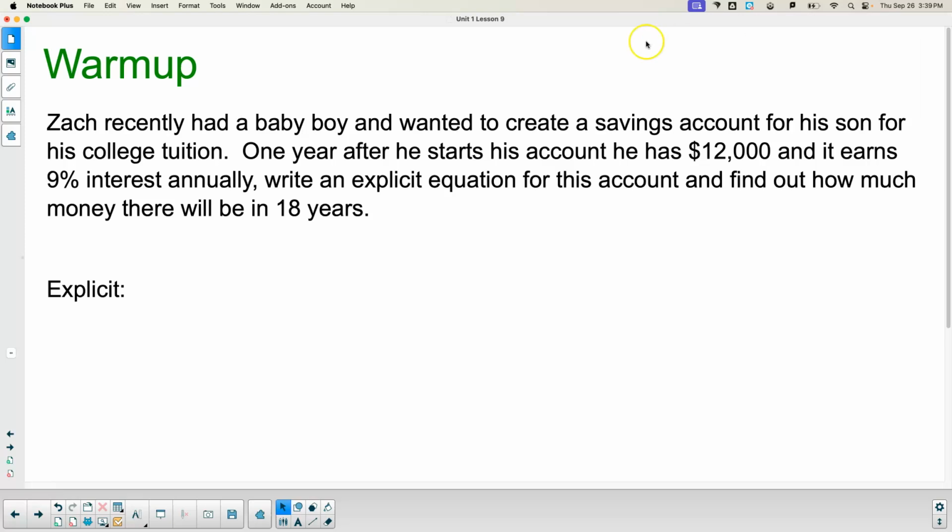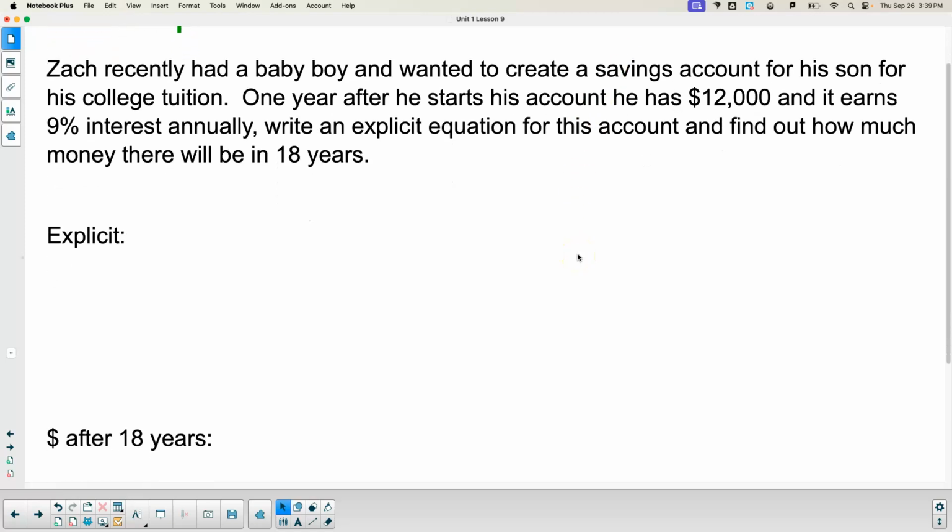Okay, so this warm-up is not in your textbook right now, but you can do this at the top of page 82. I'm going to give you 4 minutes to do this problem. I want you to read it, and then come up with an explicit equation and find how much money is in the account after 18 years. 4 minutes, go, pause the video now.